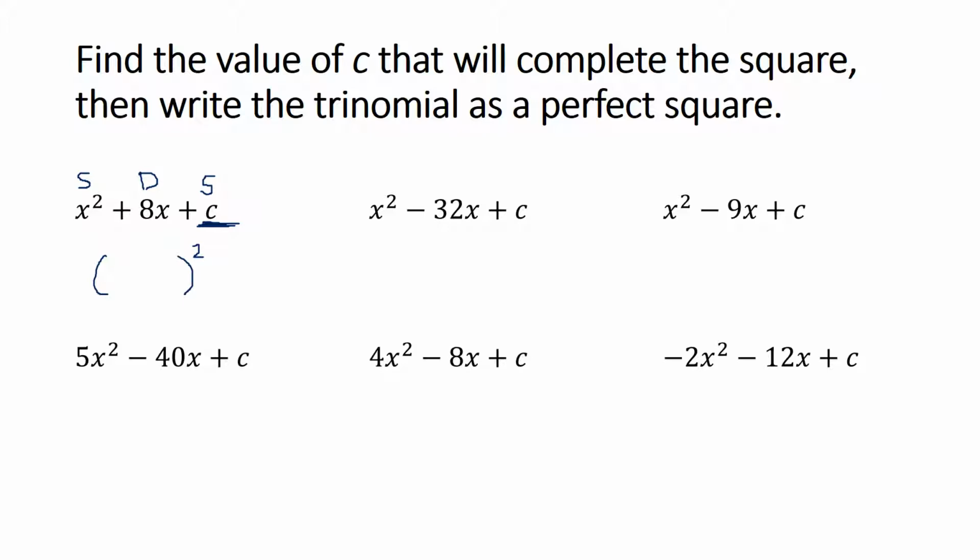Fill in the parentheses here first. What number do you square to get x squared? Well, duh, that's just going to be an x. All right, now this part, what number do you double to get 8? That would be a 4. So my perfect square is (x + 4) squared. Now fill in this last value for c. Square, double, square. 4 squared is 16. So the value of c that's missing is a 16.